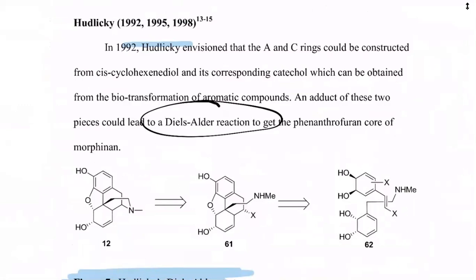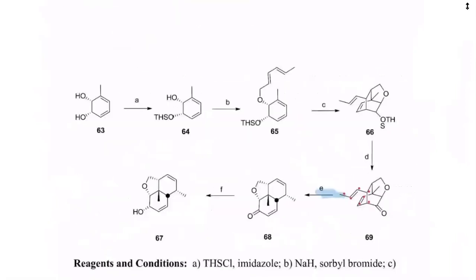This actually involved two different cyclizations, right? So it involved the Diels-Alder, and then from the Diels-Alder, you got multiple products. And so what ends up happening is one of those products rearranges through a Cope rearrangement. So let's see if we can look at that.